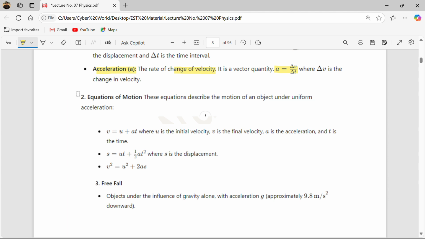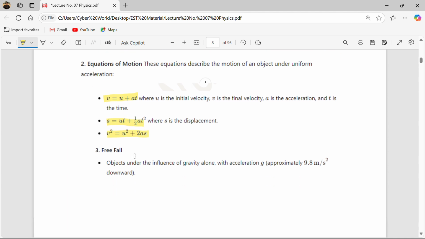So equations of motion: we already know that the first equation of motion is Vf equals Vi plus at, where Vi is denoted by u and final velocity is denoted by v. This is our first equation of motion. And what is our second equation of motion? s equals Vi t plus 1 by 2 a t square. And what is our third equation of motion? Vf square equals Vi square plus 2as. So the third equation of motion is also very important.